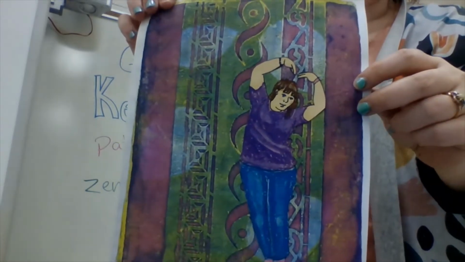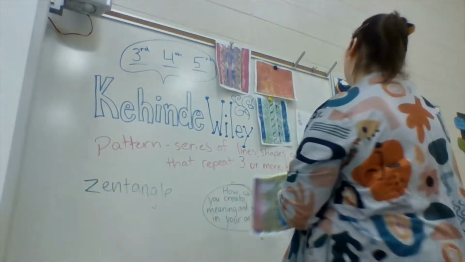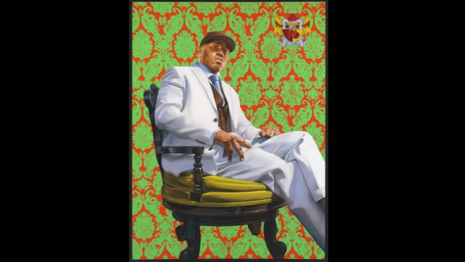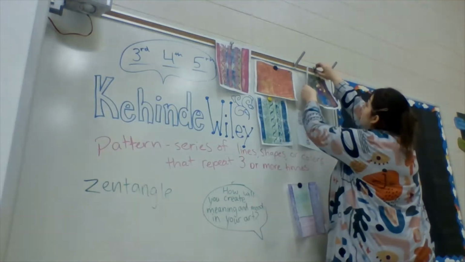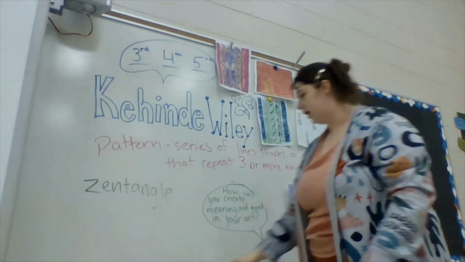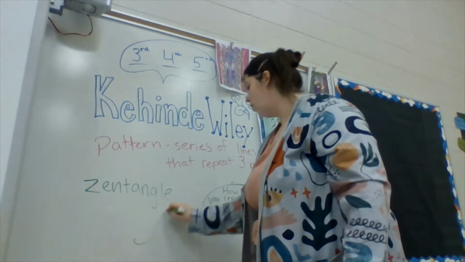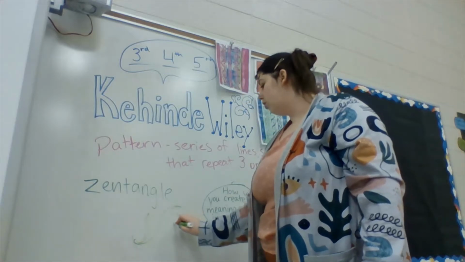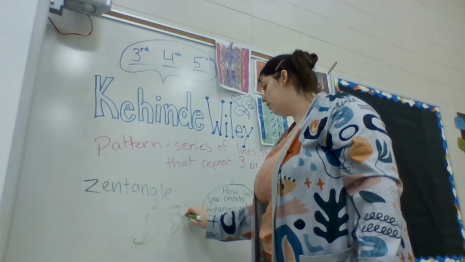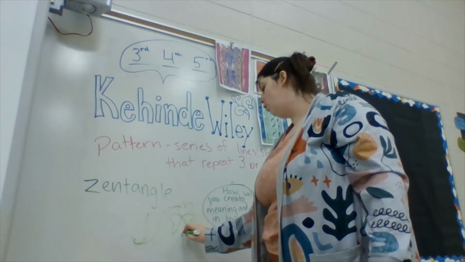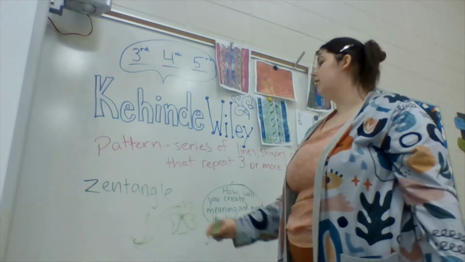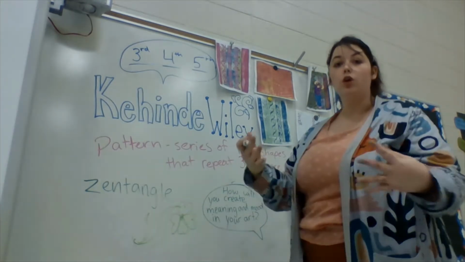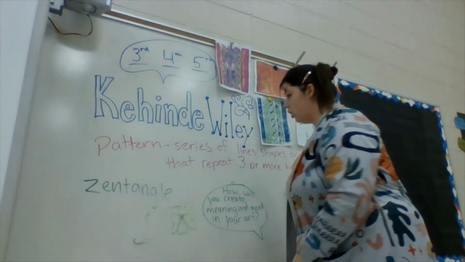When we look at Kehinde Wiley's work, we see a lot of patterns. He uses a lot of organic patterns, like this one right here. You'll see a lot of wavy, viney shapes. Sometimes they repeat. He draws a lot of flowers and things like this. And whatever he draws repeats itself, usually 3 or more times. So any line, shapes, or colors that you want to use to create your design, you can use.